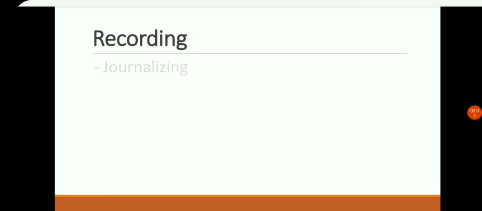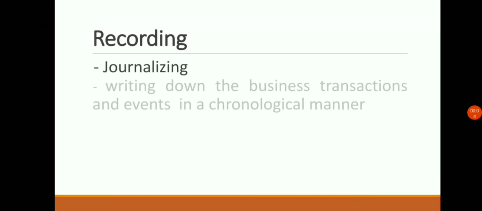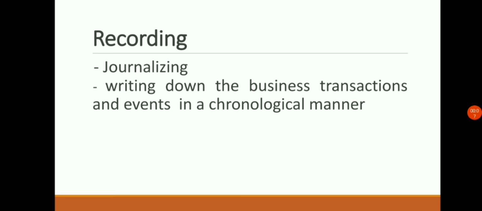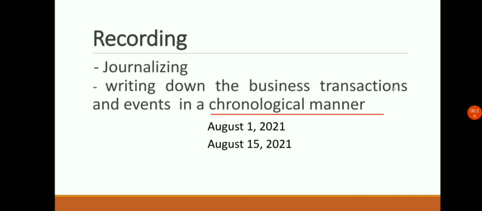Recording actually refers to journalizing. This is all about writing down the business transactions and events in a chronological manner. When we say chronological manner, the business transactions are recorded in the order of occurrence. For example, we have here the first transaction occurring on August 1, 2021. It should be followed by the next transaction occurring on, let's say, August 15, 2021, and then by August 31, 2021, and then September 1, 2021. So it should be in chronological manner.